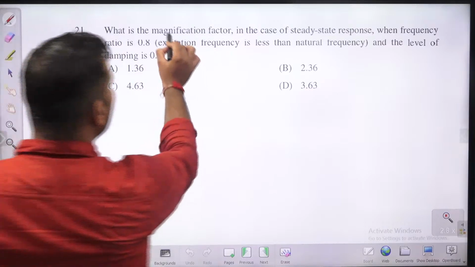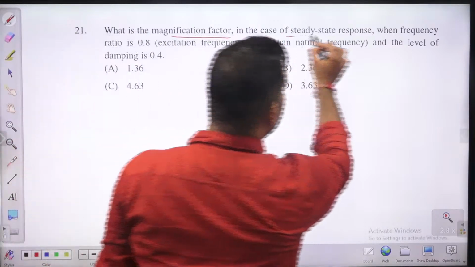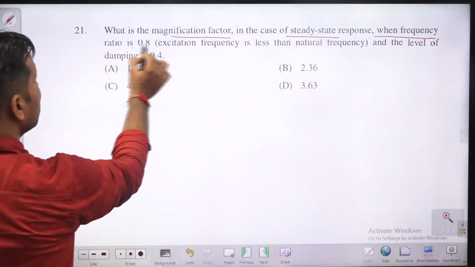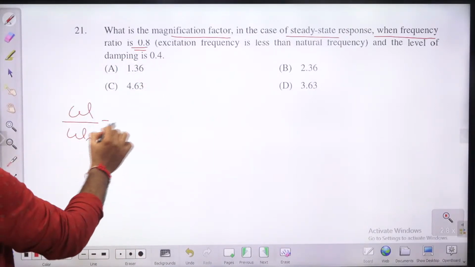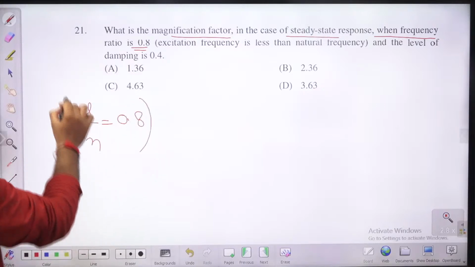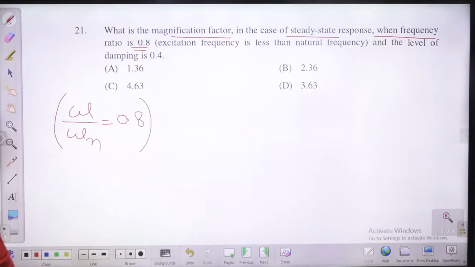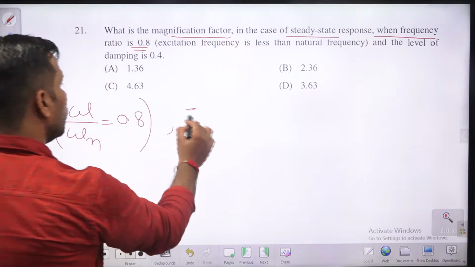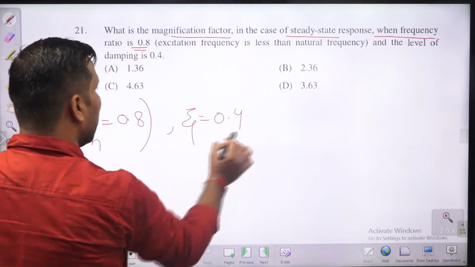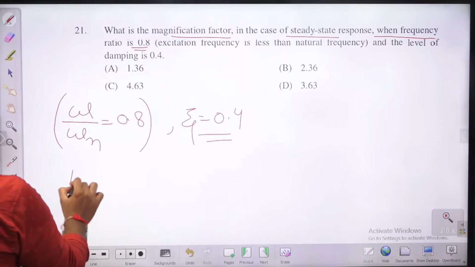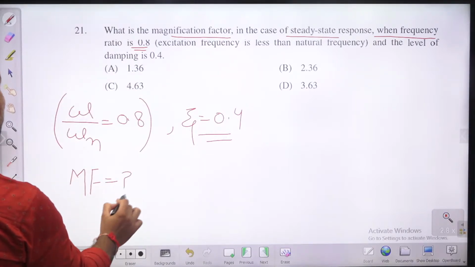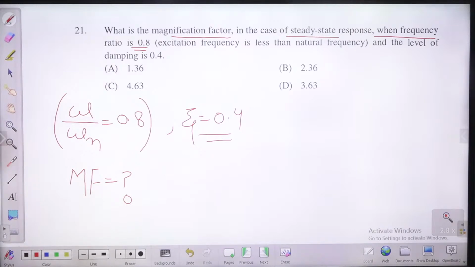What is the magnification factor in case of steady state response when the frequency ratio is this? So guys, he has given you the frequency ratio omega by omega n. This ratio is 0.8. Okay. Excitation frequency is less than the natural frequency, so omega by omega n is 0.8. The level of damping zeta is given to you as 0.4. He is asking you what, guys? He is asking you the magnification factor. What is the magnification factor in case of steady state response?